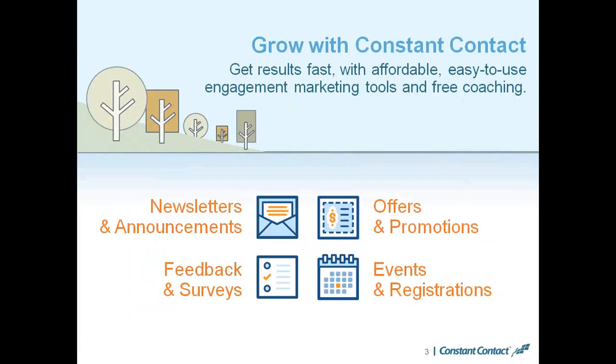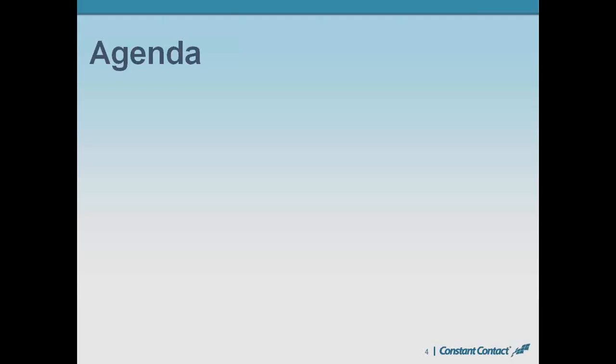This slide will just show you the different areas of Constant Contact. They provide newsletters and announcements, offers and promotions, feedback and surveys, and events and registration. There's a lot more to email marketing than just simply sending emails. But of course, this presentation is focused on events and registration.